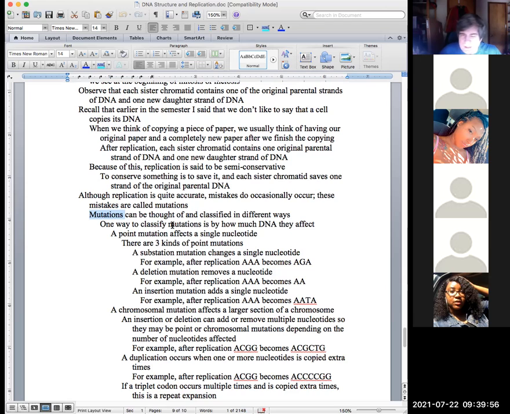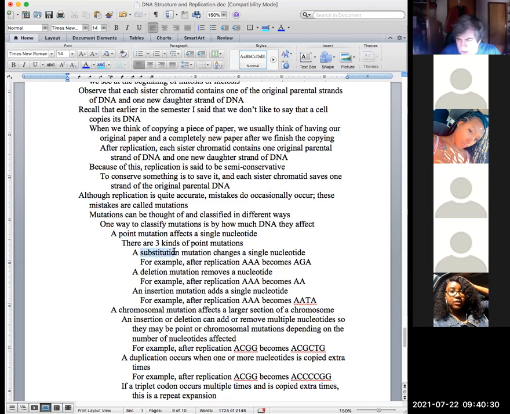Just like you could divide people up into different categories by height, by shoe size, by where they live, whatever, you can think of mutations as being in different categories depending on what you're interested in. So one way to think about mutations is to divide them up by how much DNA they affect. So something called a point mutation just affects one nucleotide. And most of these are pretty obvious. This one is spelled wrong.